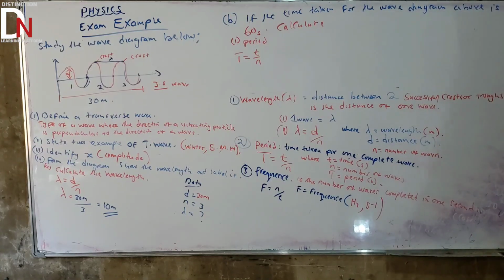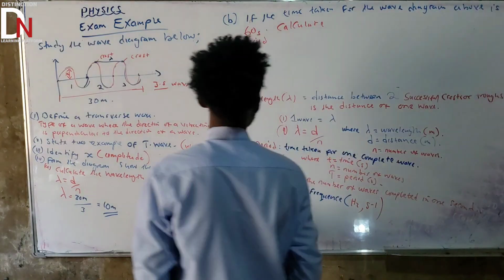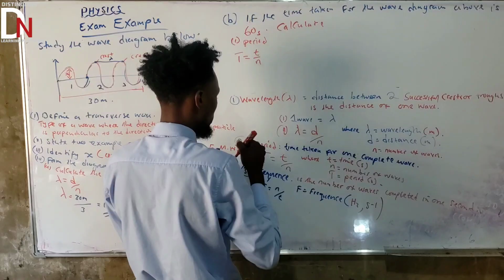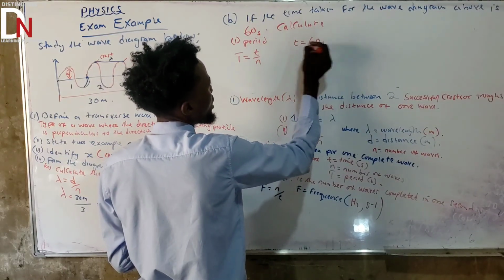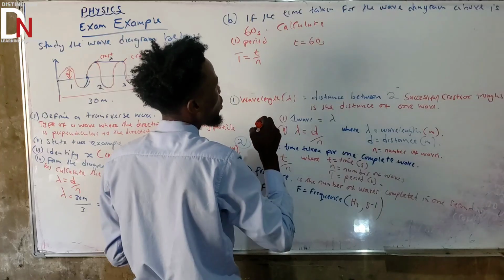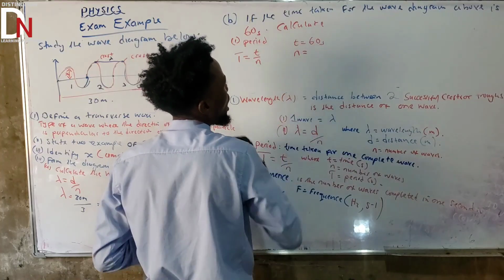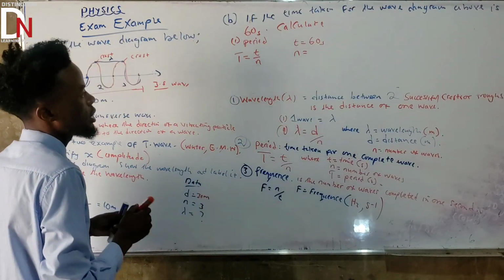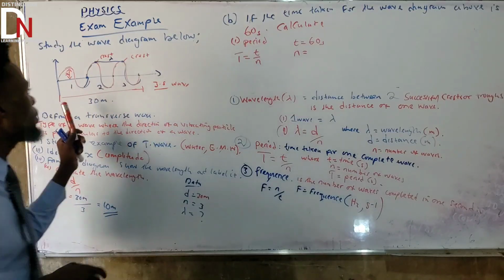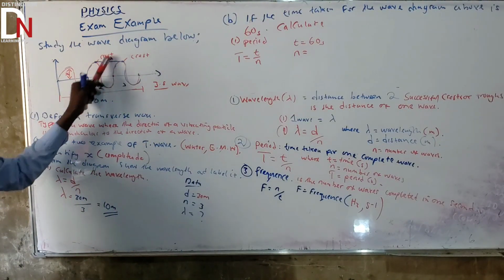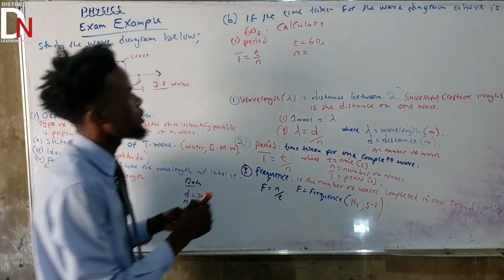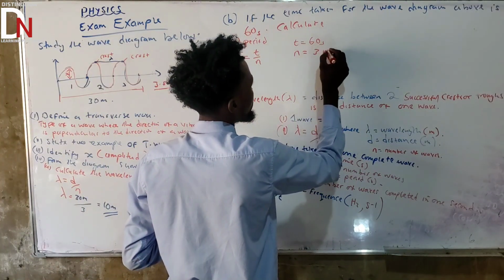Now, if you know that, what else are you supposed to do? You put in the data. We know that t is 60 seconds, because that is the time taken for the waves. How many waves are taking 60 seconds? If you come here and count, there are 3. This is 1, 2, then 3. There are 3 waves.